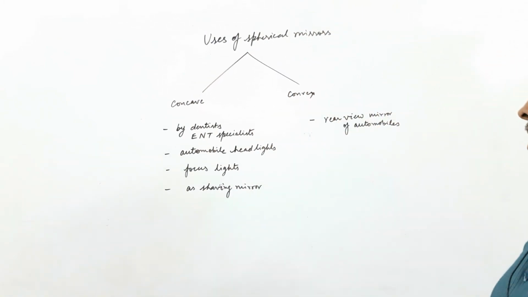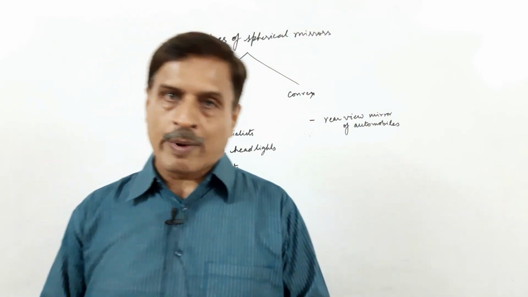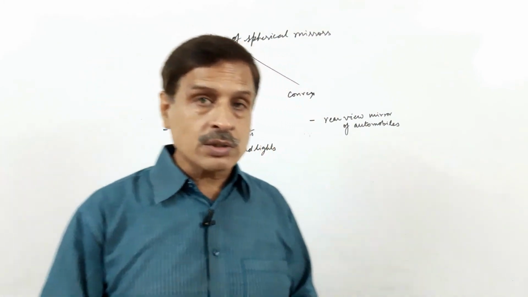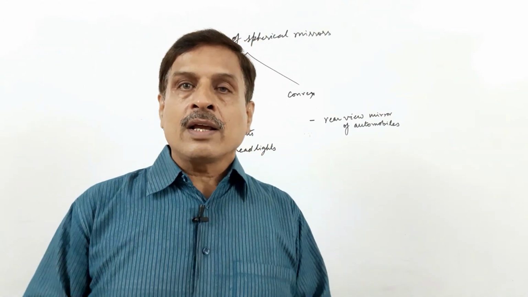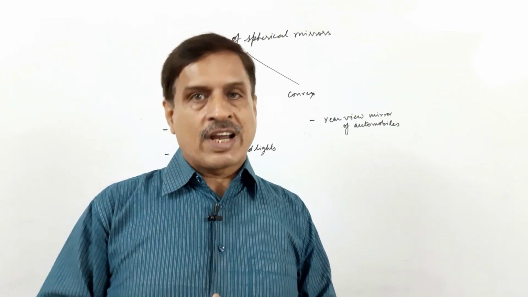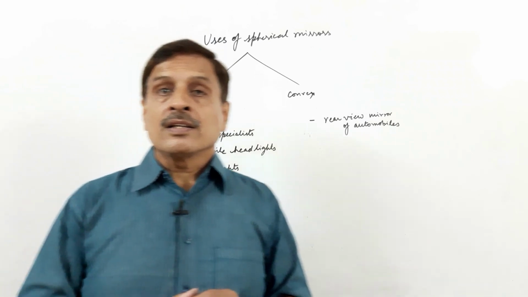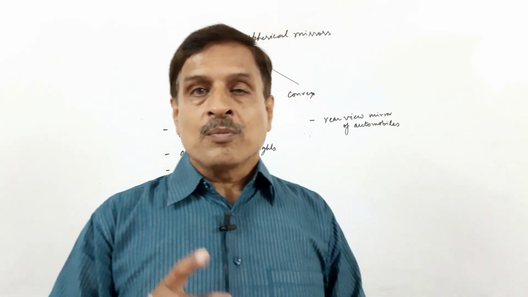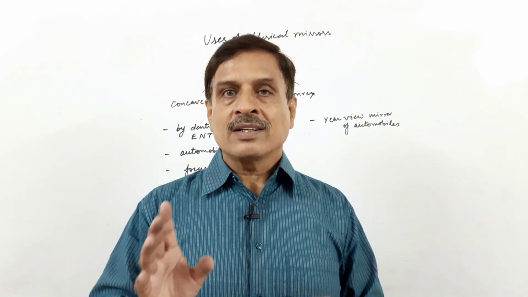A convex mirror is used as a rear view mirror in automobiles. It is because one can see or get a wider picture behind the vehicle. But care should be taken that the object is much closer than it appears to be behind the vehicle.